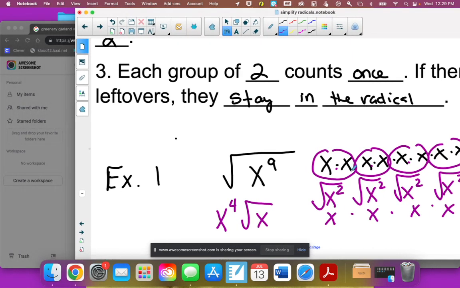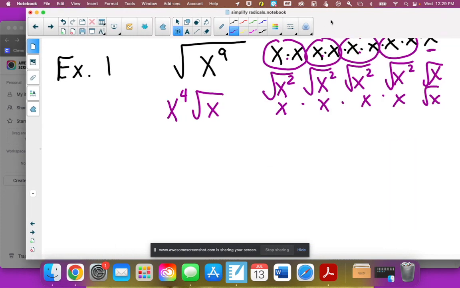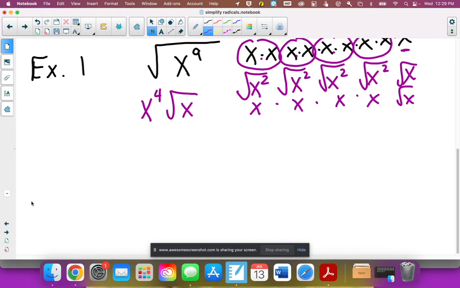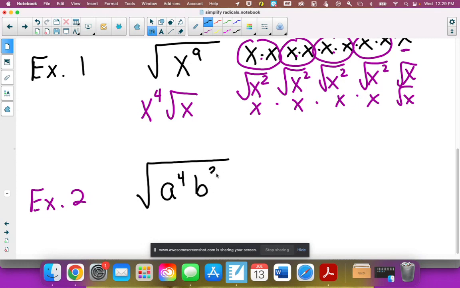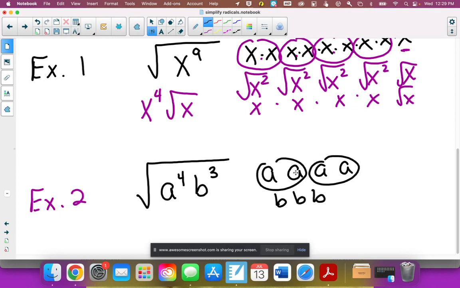So let's try one more, and then we'll start putting numbers and variables together. All right, so let's say we have a to the 4th and then b to the 3rd, right? So again, if you have to, write it out. It's fine. I have 4 a's and 3 b's. So I have a pair of a's and another pair of a's. So 2 a's, right? It's 2 a's, 1 pair of b's, and 1 b left over.